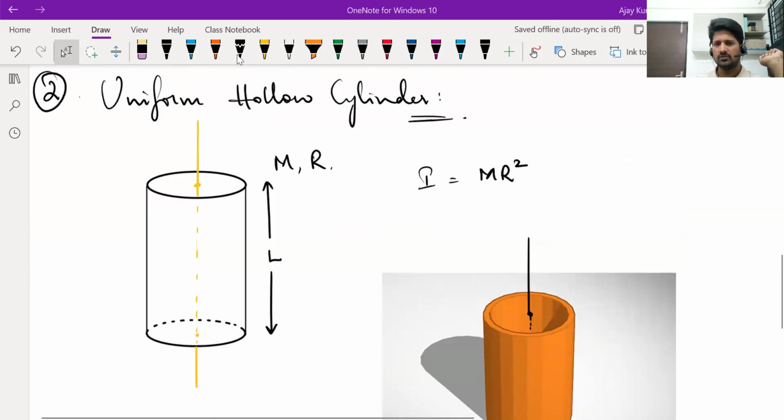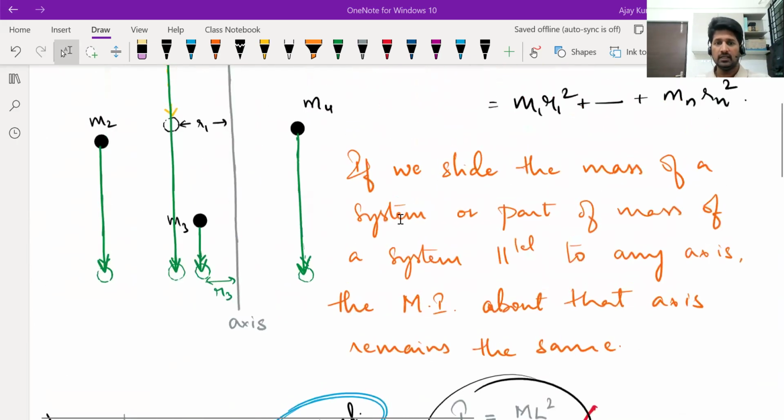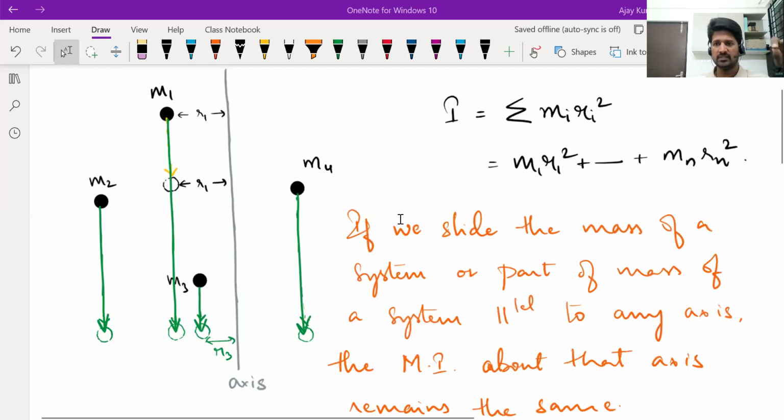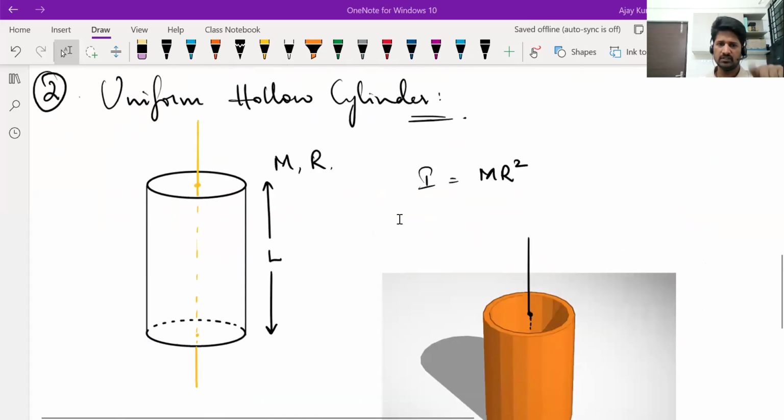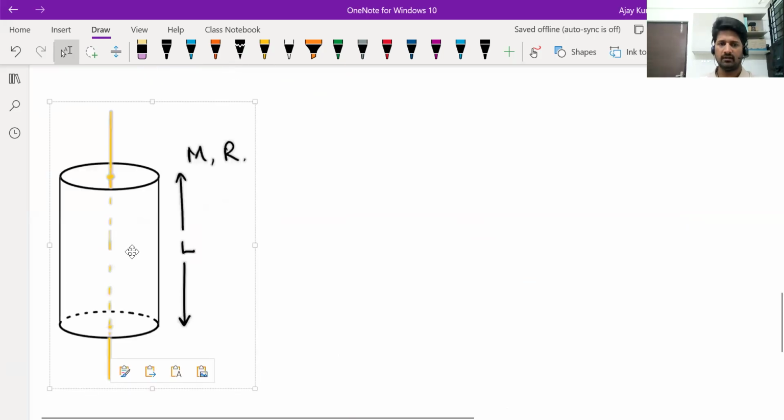But there's another way also you can derive this. Of course, this is the easiest way. All mass is at the same distance, so the answer is mr square. But there's something else also we can do. What did we just learn? If you slide mass of a system parallel to an axis, it won't change the moment of inertia of the system. Now you can see the axis, that yellow line. Imagine compressing the cylinder along the direction of that yellow line.